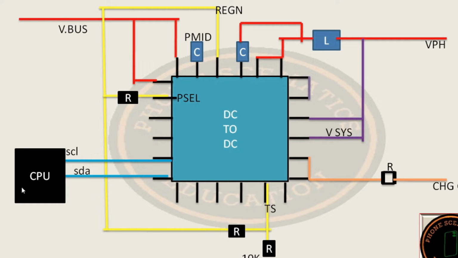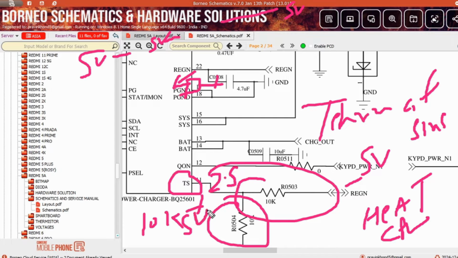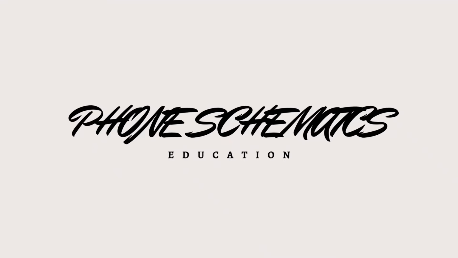SDA, serial clock and serial data connected to the CPU. If you get 5 volt here, then CPU.